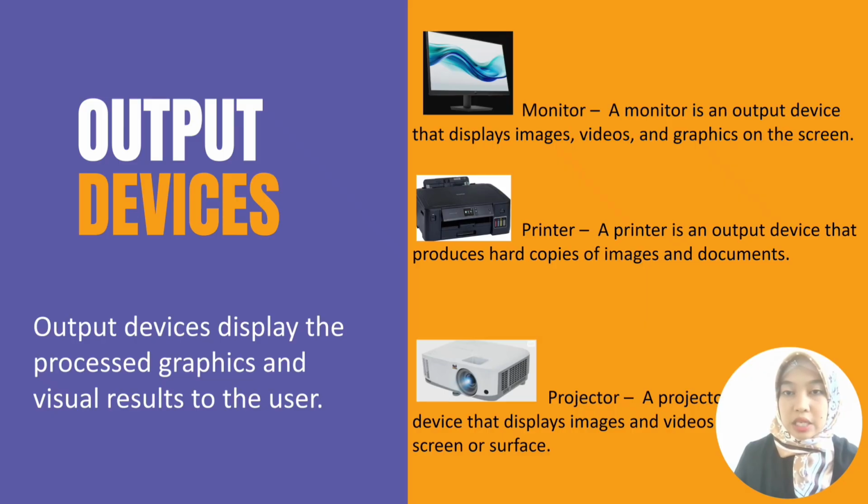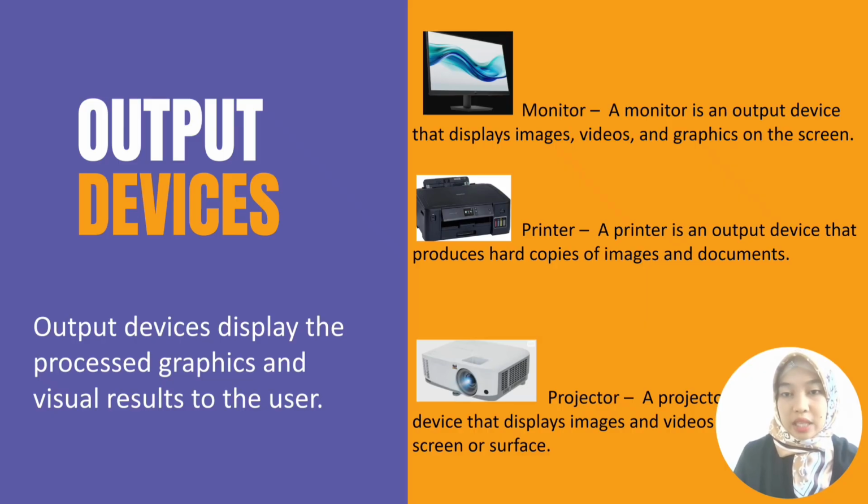So the monitor is an output device that displays images, videos, and graphics on the screen. The monitor is the primary way users view and interact with digital visual content, with factors like resolution and refresh rate affecting image quality.